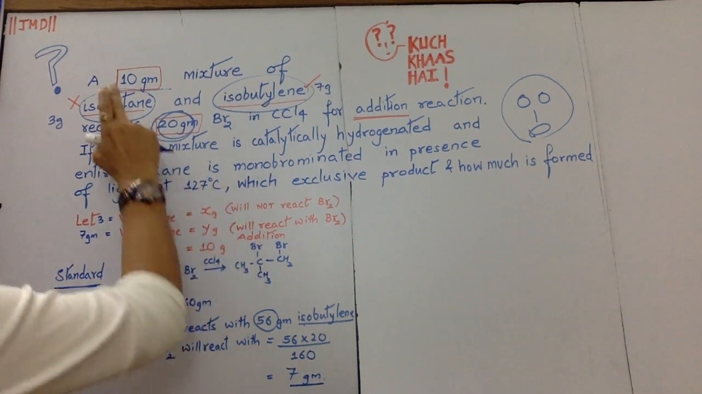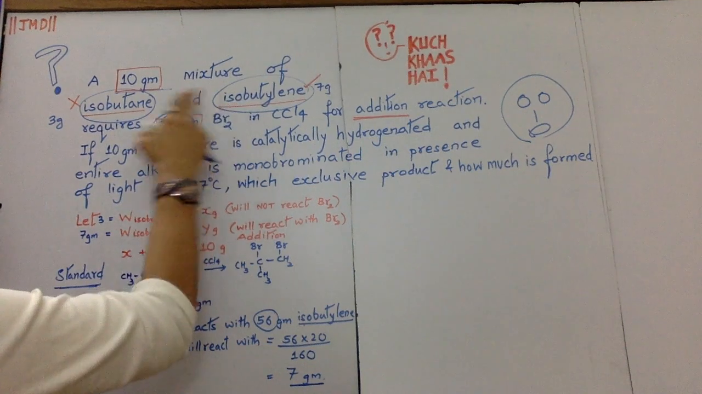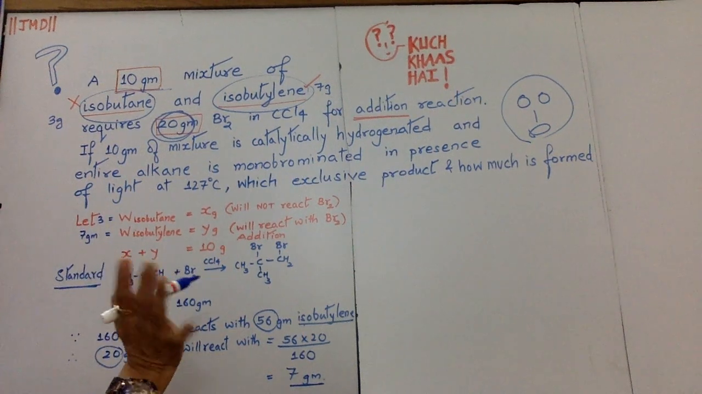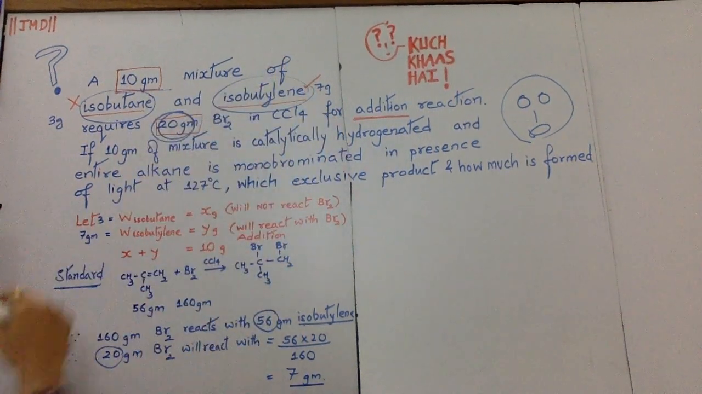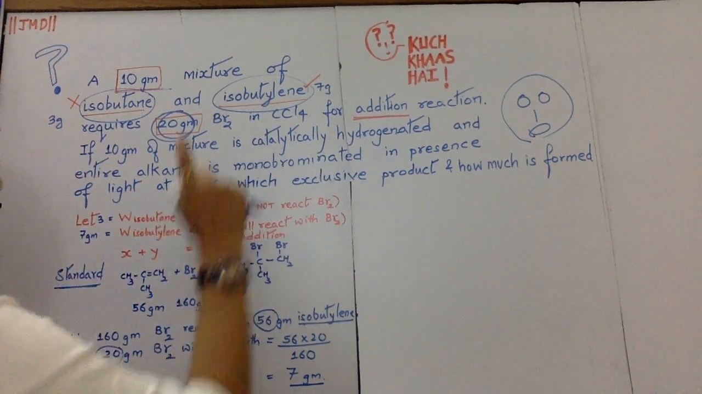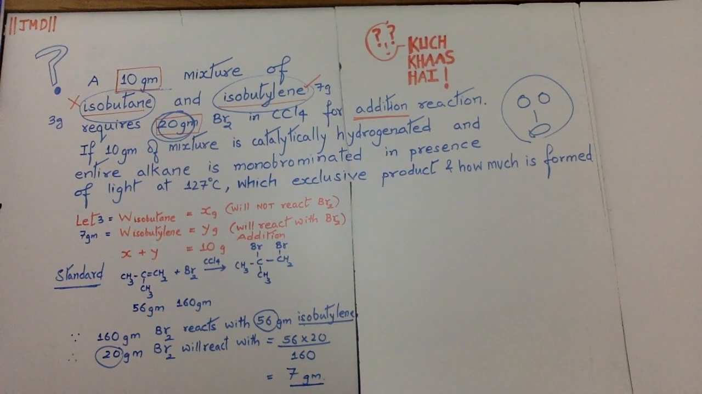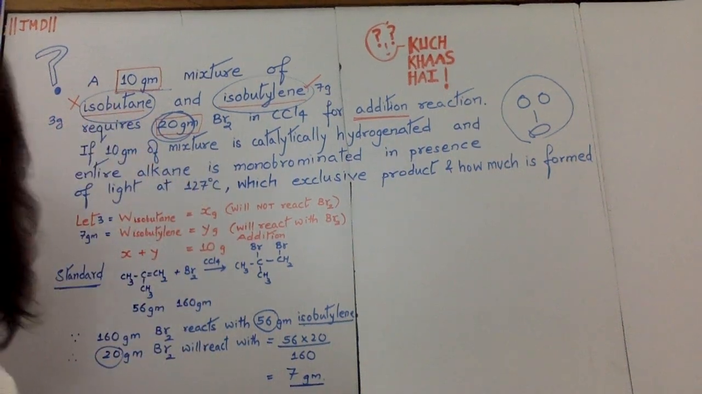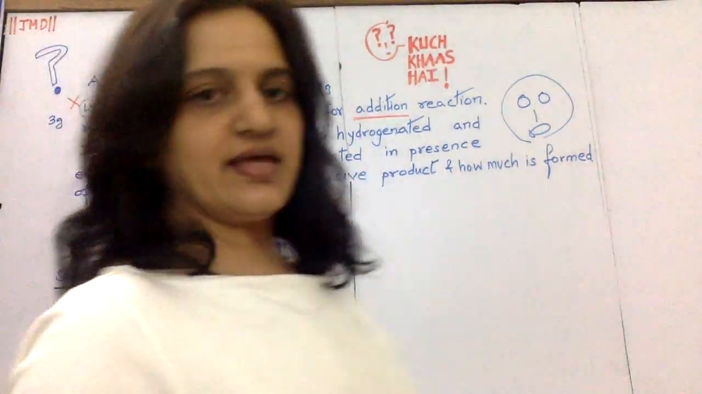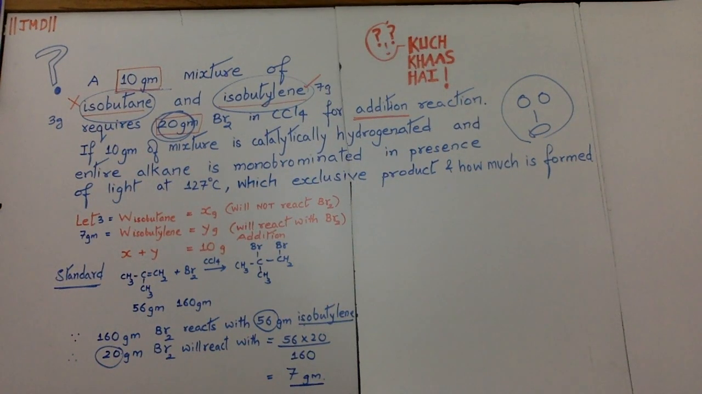What you should understand is, in the 10 gram mixture, when you hydrogenate, you can hydrogenate only isobutylene. Isobutane cannot add anything. Meaning out of 10 gram, only 7 gram will get hydrogenated. Let us first understand hydrogenation. Hydrogenation kiska hoga? Isobutane ka ya isobutylene? Obviously isobutane is saturated, so no hydrogenation. So hydrogenation will be of isobutylene. So I'll write that equation of hydrogenation.